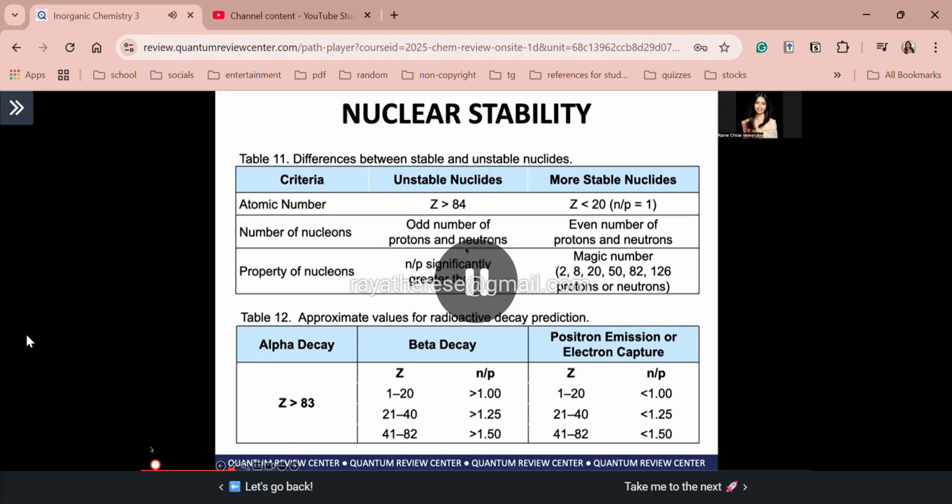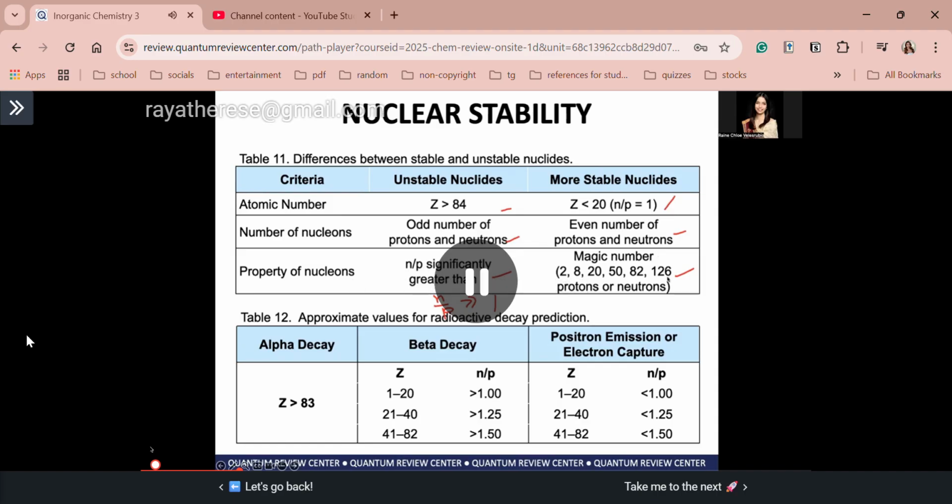So hindi to requirement guys, okay? So parang ito lang yung typical characteristics ng unstable nuclides, tapos ito naman yung typical characteristics ng more stable nuclides, okay? Hindi siya requirement. Pwede lang na may characteristics sila na ganito. First, for unstable nuclides, typically they have an atomic number greater than 84. Okay? Next, unstable nuclides can have odd number of protons and neutrons, and unstable nuclides can have an N/P ratio greater than 1. Next, more stable nuclides naman have atomic numbers less than 20, and dahil dyan, their neutron to proton ratio is equal to 1.